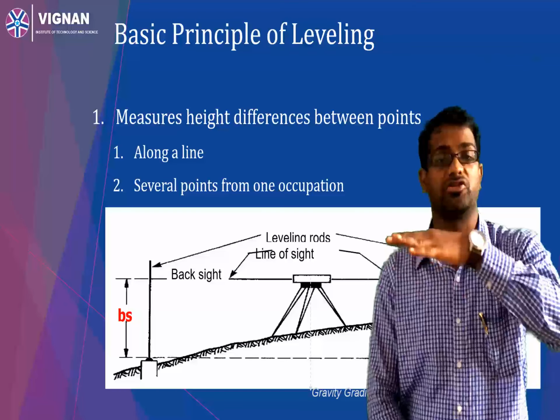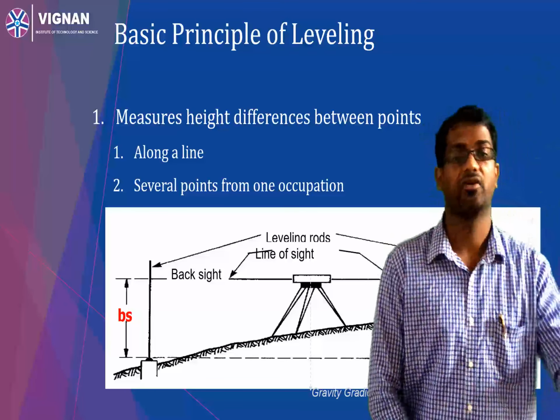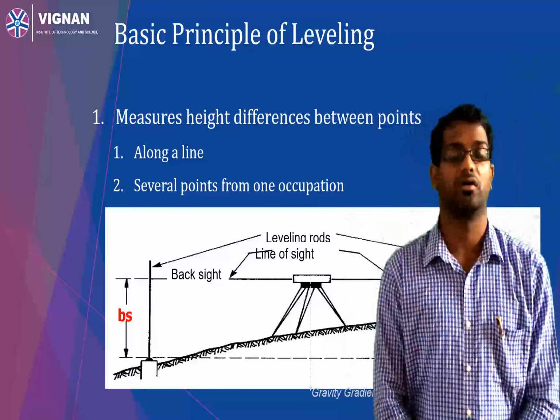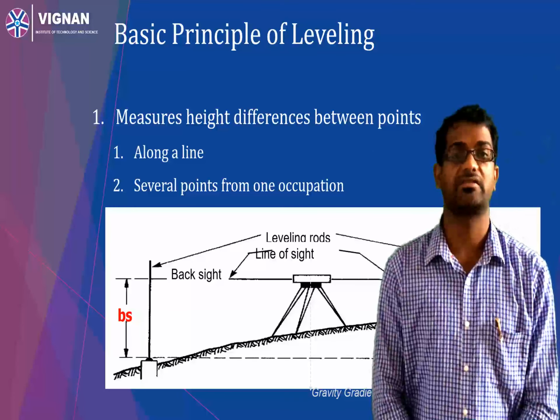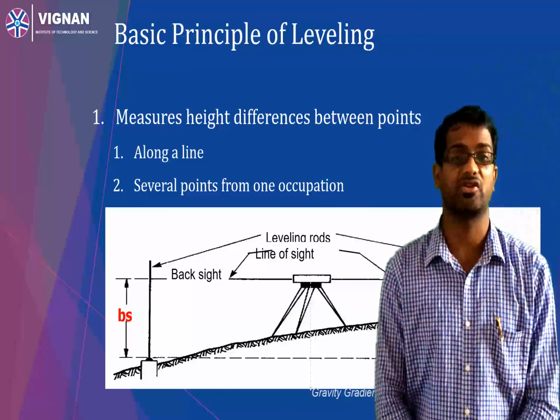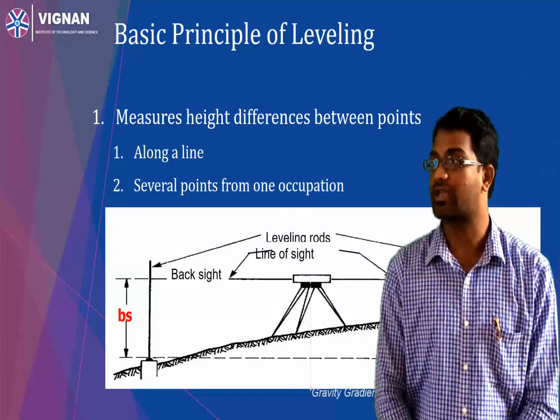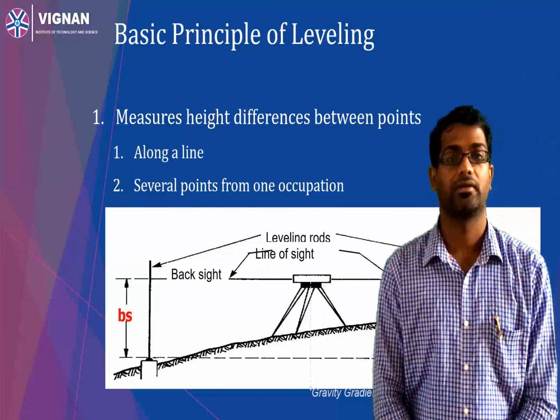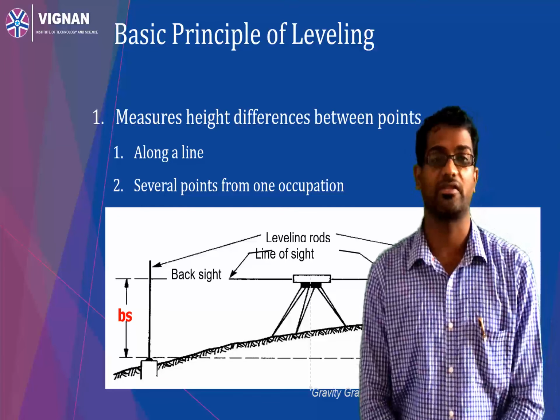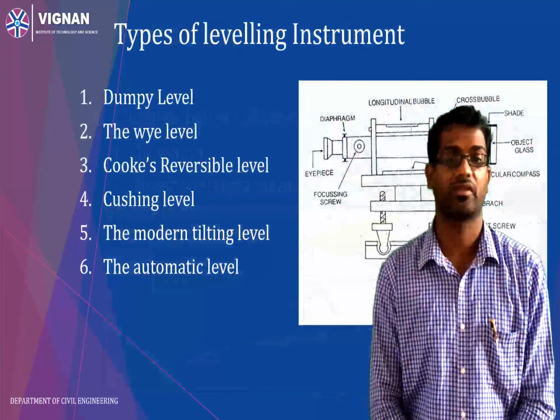So we'll set up an instrument. We'll have two levels on either side of the instrument, which are called foresight and backsight, and we can find out the difference of these points.